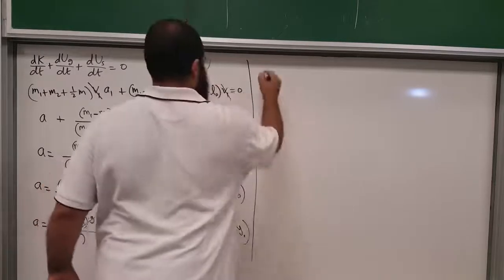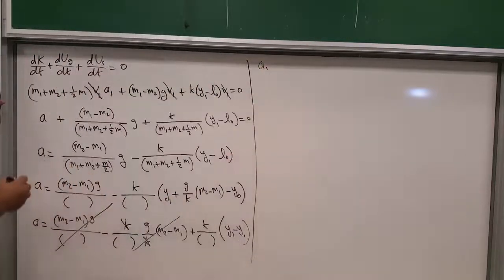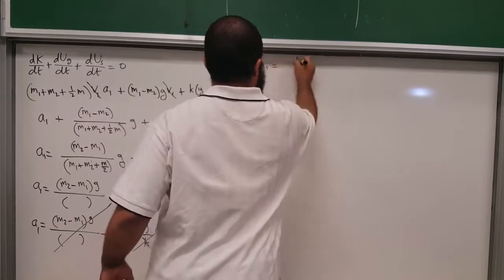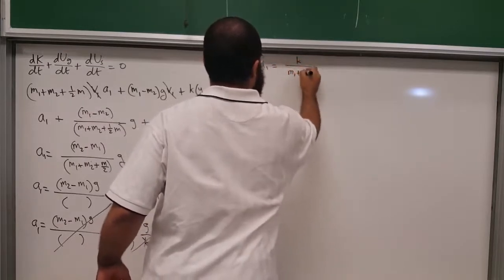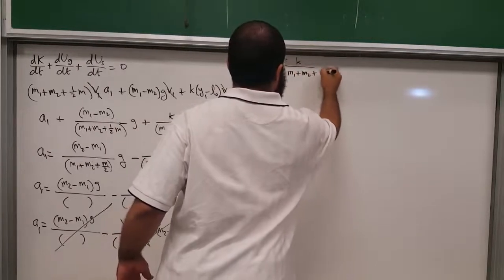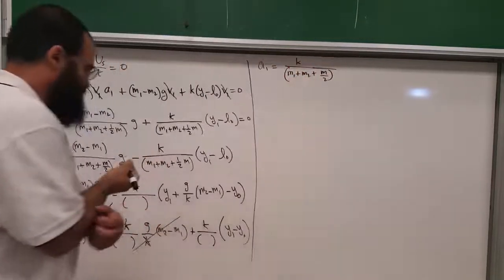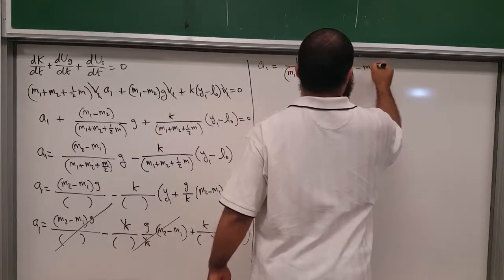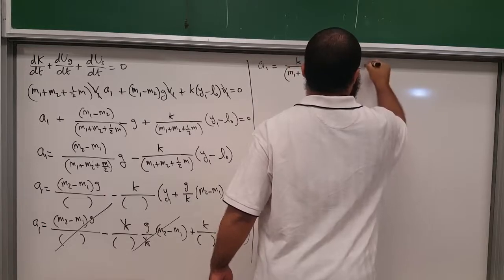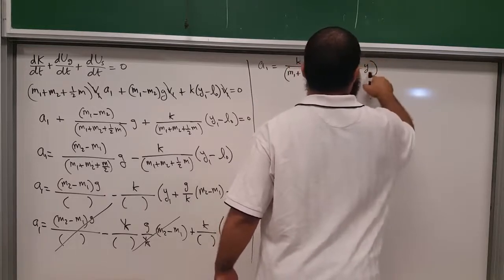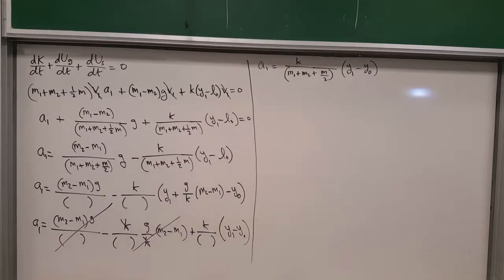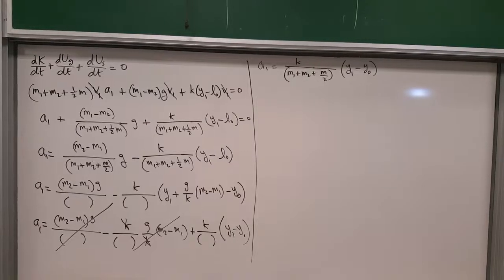So we get a1. So a1 will equal to k over that stuff, k over, let me write that stuff now, so m1 plus m2 plus little m over 2 times y1 minus y0. Oh, I'm sorry, minus y0, like so. So I think that looks good. Well, it almost looks good.